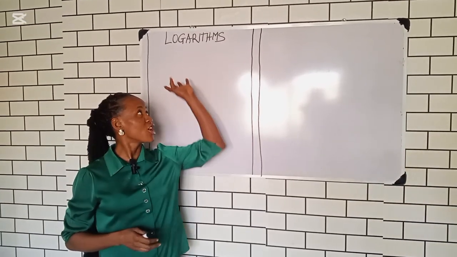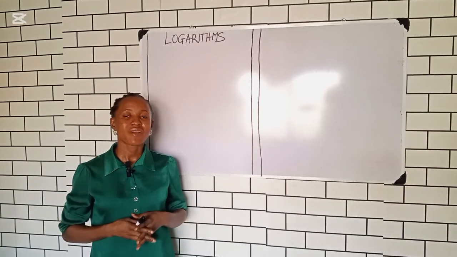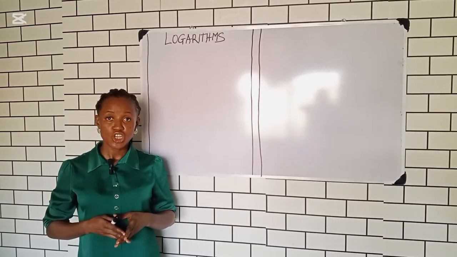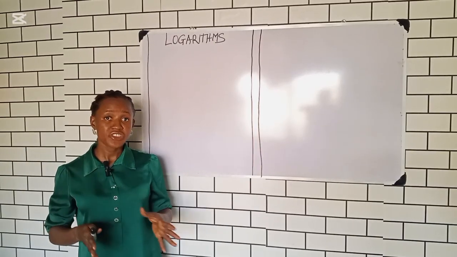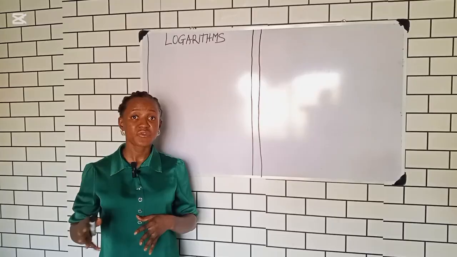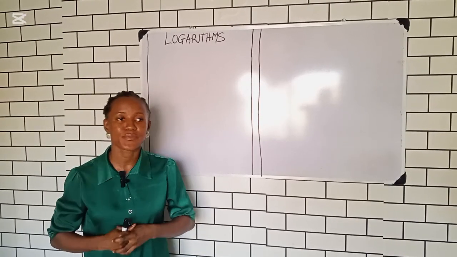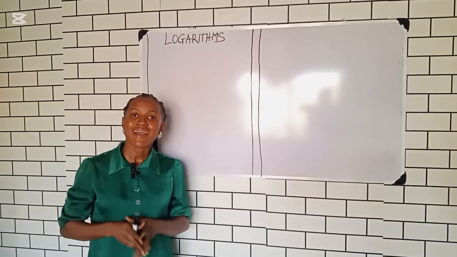Today we'll be treating logarithms. What is a logarithm of a number? A logarithm of a number is the power to which 10 is raised to give that number. Logarithm can also be called power, and logarithm occurs in different bases other than 10, but the most commonly used base is base 10. Logarithm of a number has two parts.